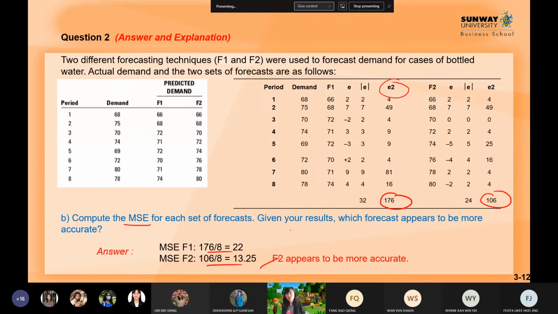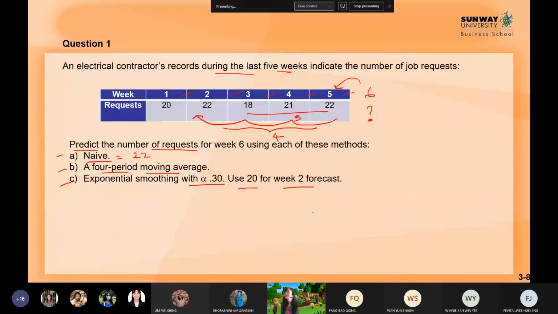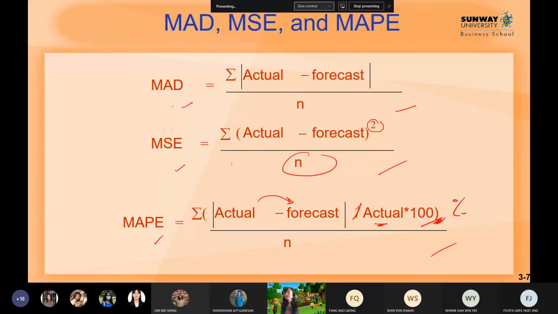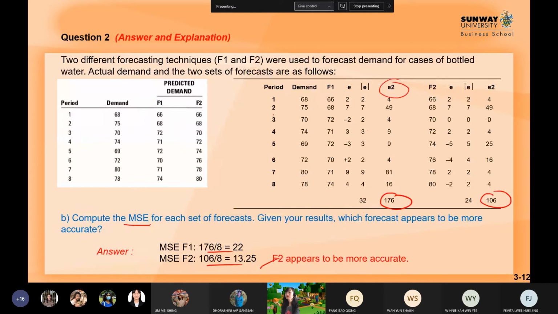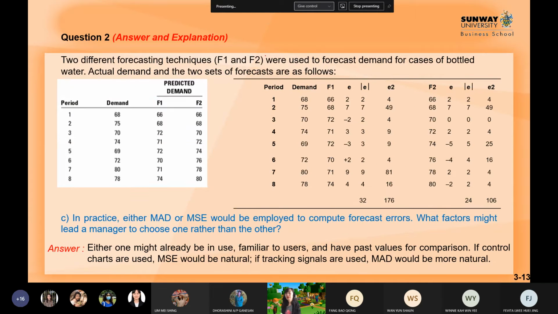Do you have questions on these two parts first? How do you get the formula? Here, this is MAD and this is MSE. So in practice, how do you decide whether you want to choose MAD or MSE? What factor? How do you choose? Actually, both are okay to use.